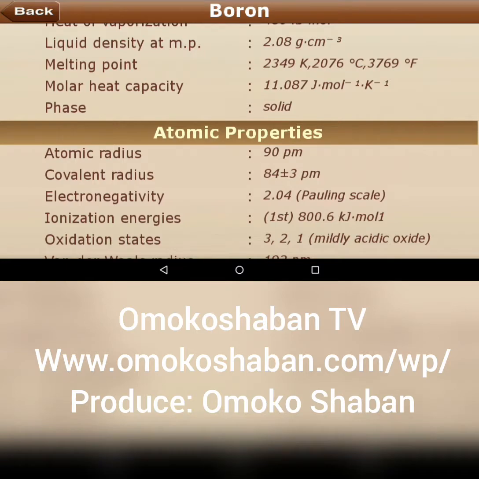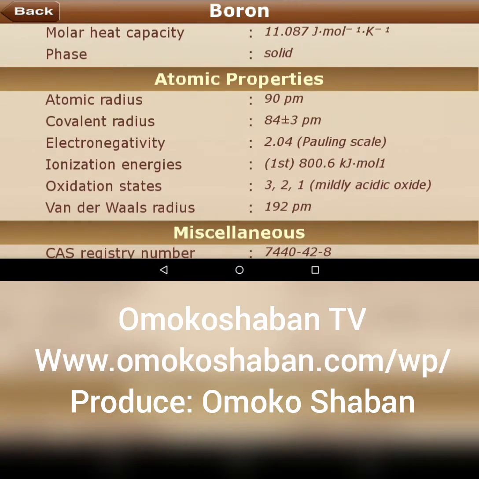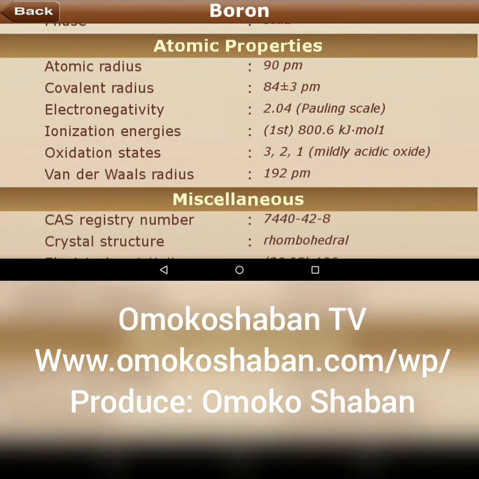We have solid, liquid, and gaseous phases. So boron is in the solid form. Atomic properties: it has an atomic radius of 90 pm, a covalent radius of 84 plus or minus 3 pm. Electronegativity 3.04 on the Pauling scale. Ionization energy: the first ionization energy is 800.6 kJ per mole.